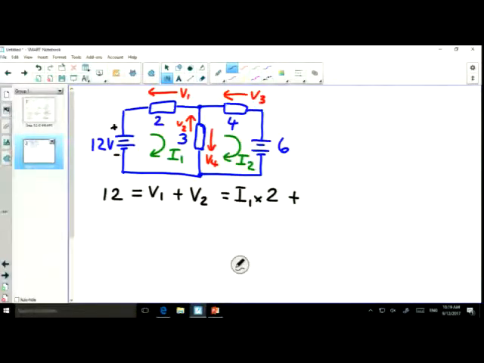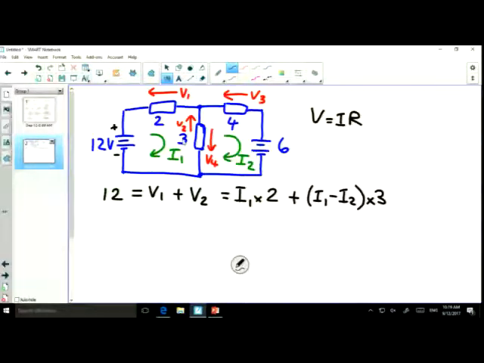The current going through this resistor is I1 going down the way, I2 coming back, so times 3, which is the ohms. So that's just V equals IR, Ohm's law. And we can do the same with the second loop.